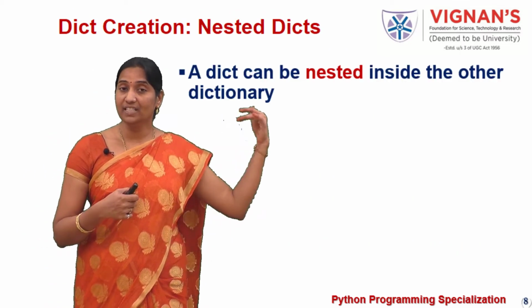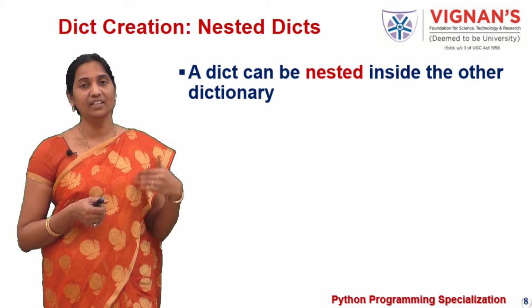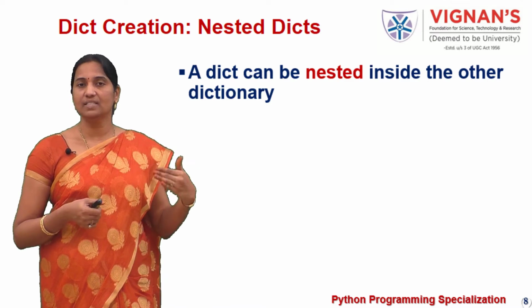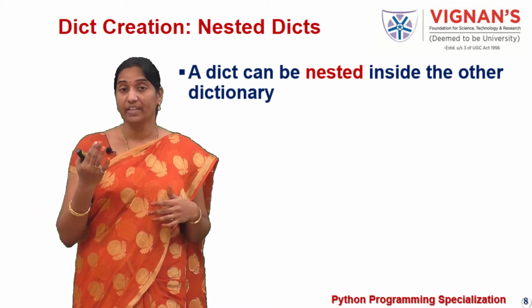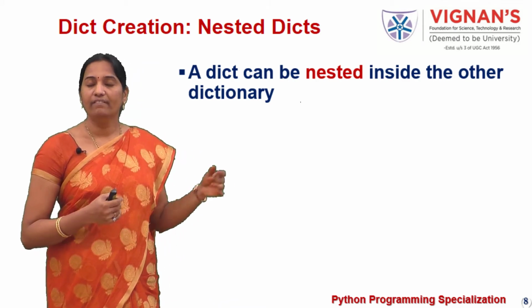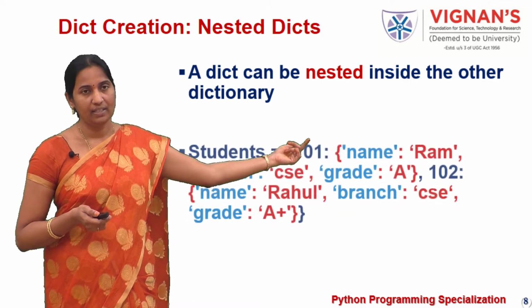We have already seen in the earlier lectures what a nested list is. A list within a list is a nested list. Similarly, a tuple within a list is known as a nested tuple. In the case of dictionaries also, we are allowed to have nested dictionaries. That is, a value for an element can be another dictionary. So here let's consider this example.